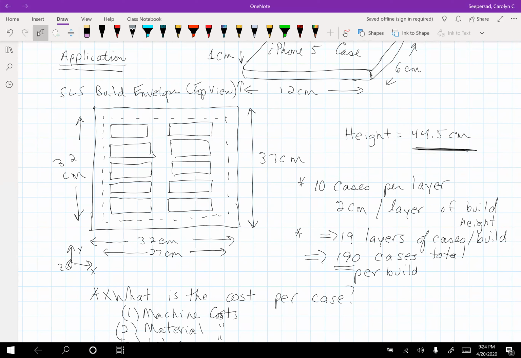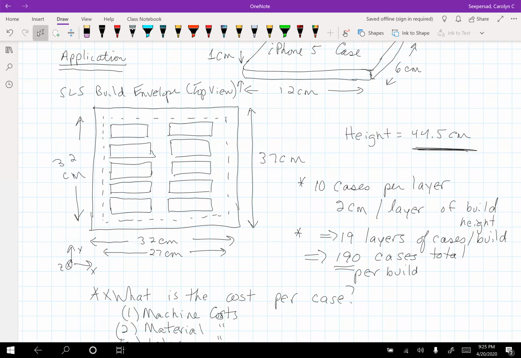And then because those iPhone cases were so thin, we were able to build 19 copies of this, right, from the bottom of the build chamber all the way up to the top, which left us with 190 cases. If we decided to run a full build, but we could only do, say, one case, right, then the full $2,400 of the build would be allocated to that one case.